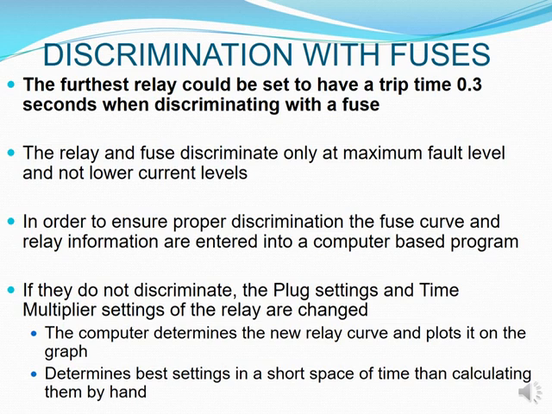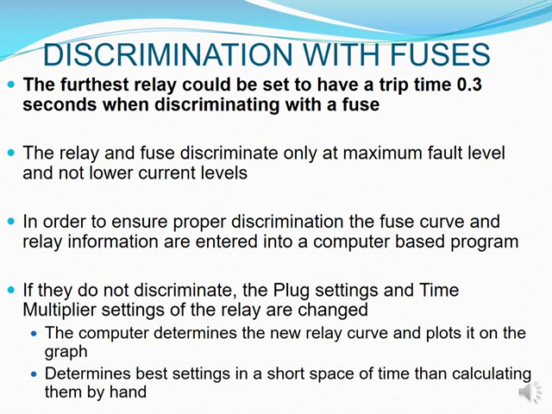The relay and the fuse discriminate only at a maximum fault level, not at other lower currents that you will get on your system. And in order to ensure that I've got a proper discrimination, I would usually put both my fuse and my relay curves onto a computer so that it can do a comparison for me to determine that they are really compatible and that the relay can properly discriminate with it.